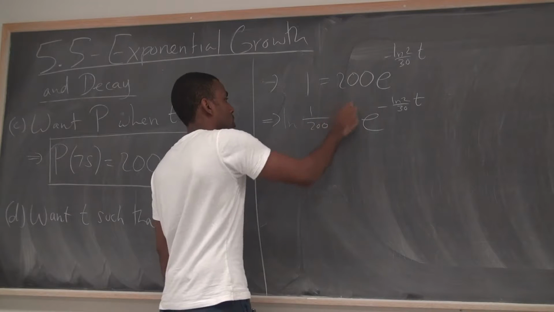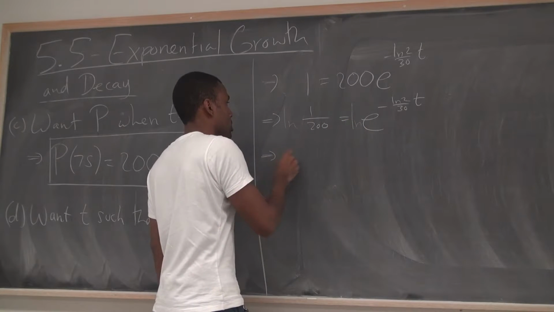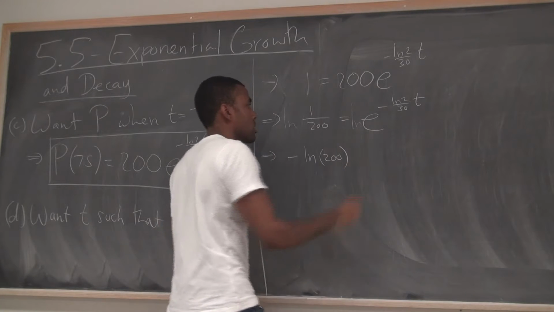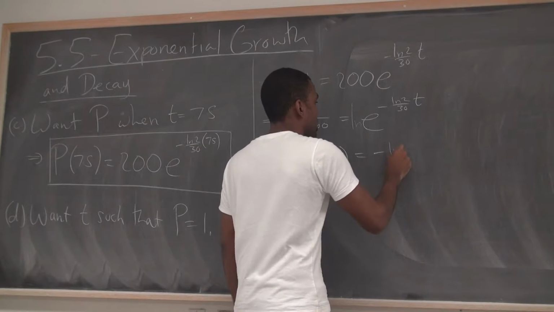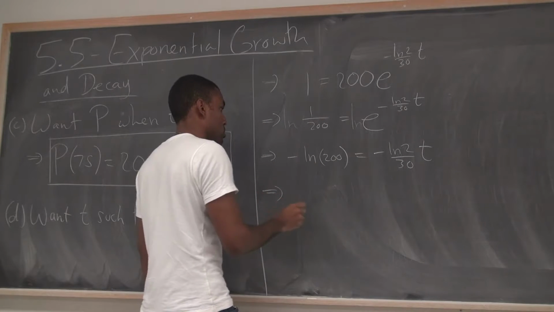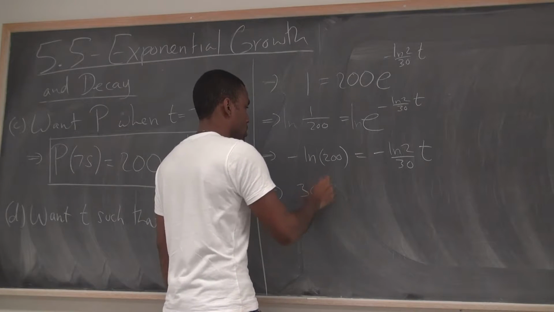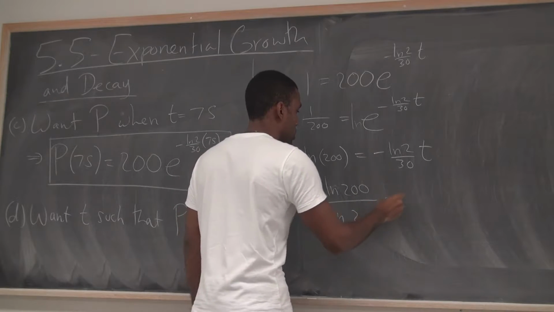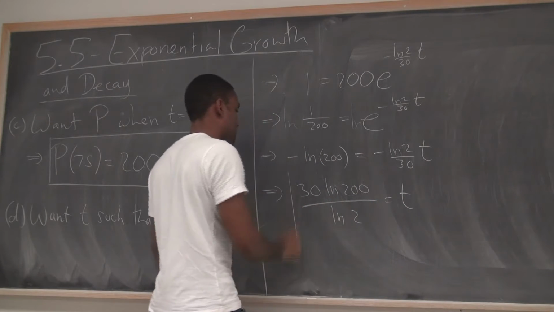So I can take ln of both sides. This means minus ln of 200 equals minus ln 2 over 30 times t, which means 30 ln 200 over ln 2 is equal to t.